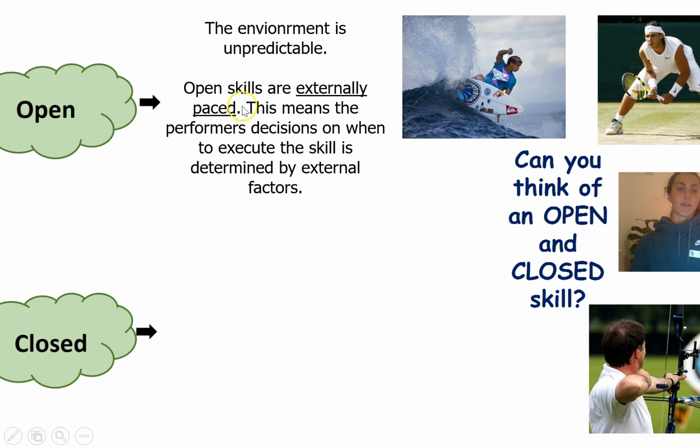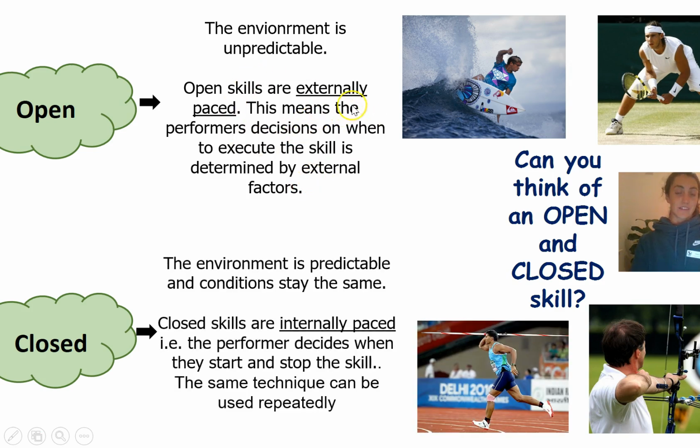So if we're looking at an open skill, we're looking at the environment. Is the environment predictable or unpredictable? And if it's open, it's going to be an unpredictable environment. Open skills are externally paced. This means that the performer's decision on when to execute the skill is determined by external factors. So for example, they don't have any control when they start and stop the skill.